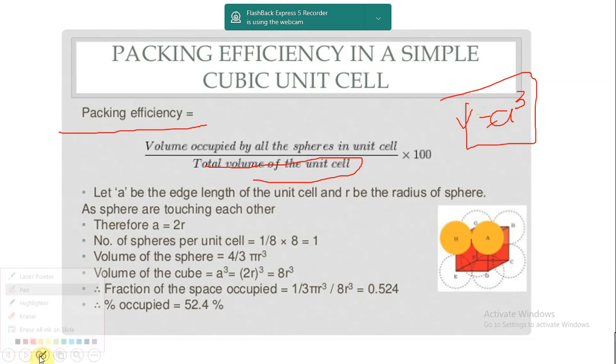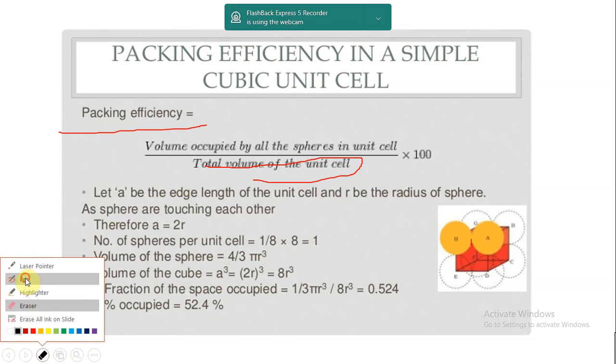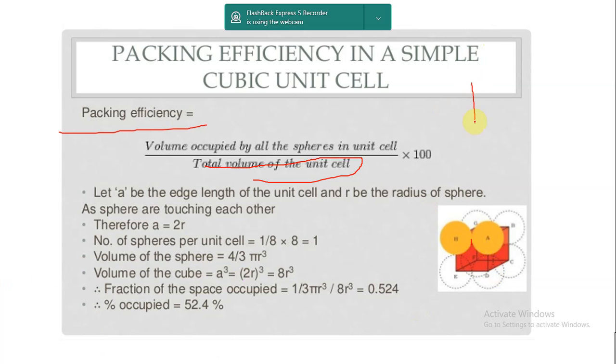Now we see how do we calculate the volume occupied by all the spheres in unit cell. For this we will have to first see what is the radius of these spheres in terms of the length of the edges of the cube. So if you see in 2 dimensions, this is my cube, and this is how the atoms are arranged.